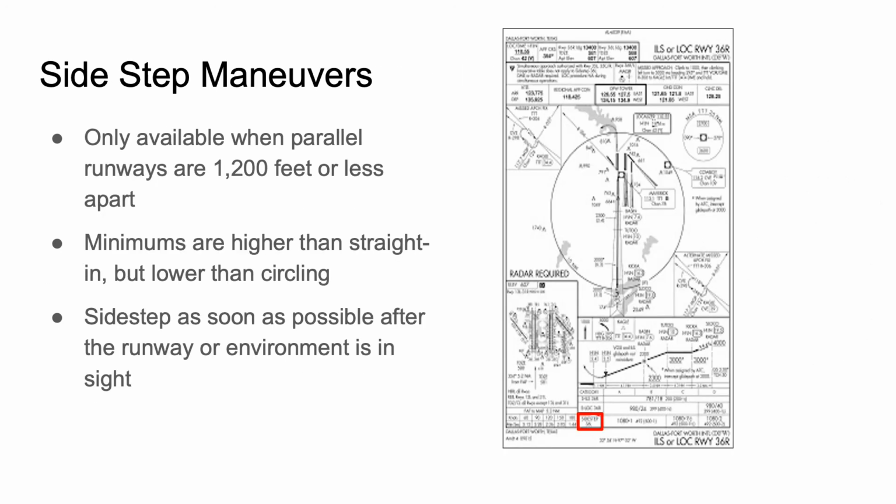Sidestep maneuvers are also commonplace when there are parallel runways that are 1,200 feet or less apart. The minimums for a sidestep maneuver are higher than a straight-in minimum, but lower than circling minimums. The thing that the FAA really seems to want you to know on the written test is that you should start your sidestep maneuver as soon as possible after the runway environment is in sight.